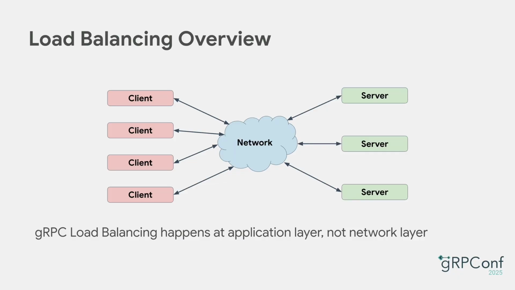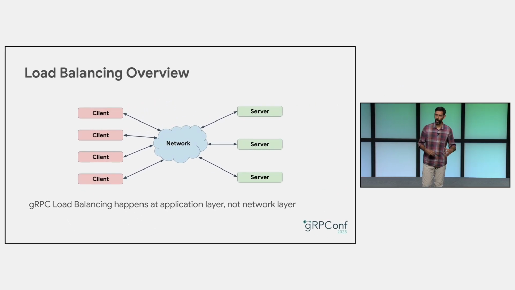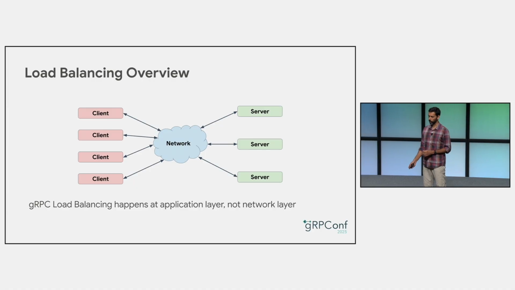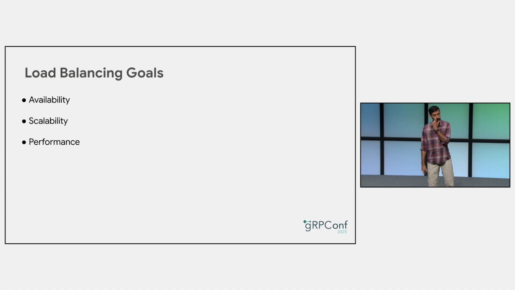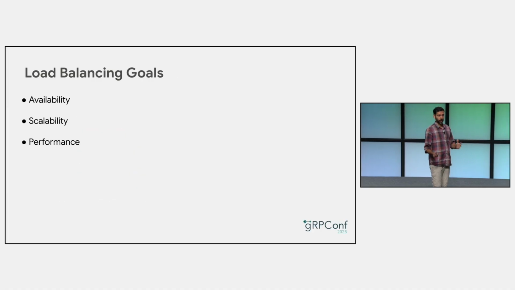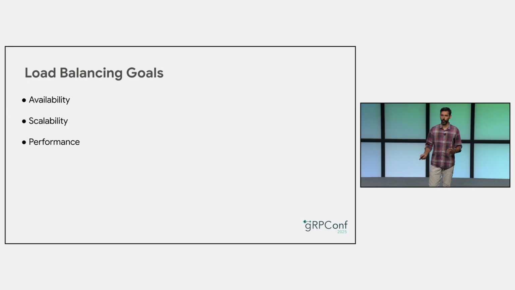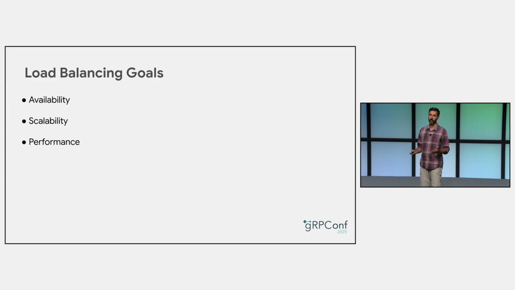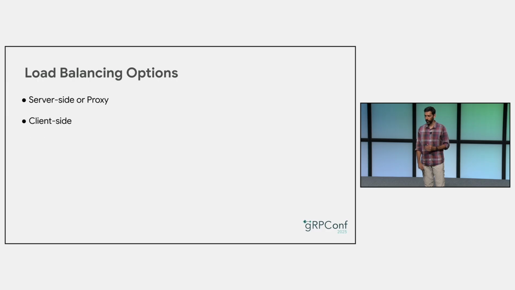In gRPC, load balancing happens on a per request basis, which is at the application layer, and not on a per connection basis, which would be at the network layer. By distributing client traffic across our server backends, load balancing attempts to ensure that there are no hotspots in our server fleet, and thereby tries to guarantee that our service is highly available, scalable, and highly performant.